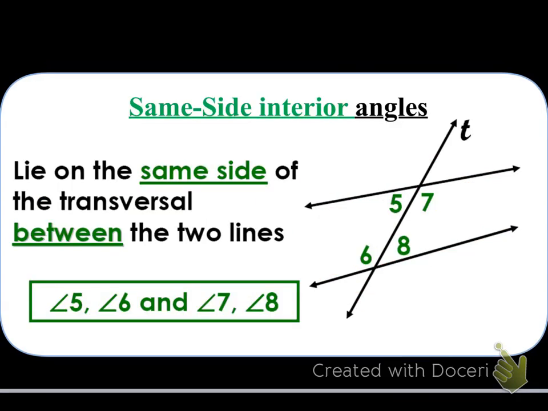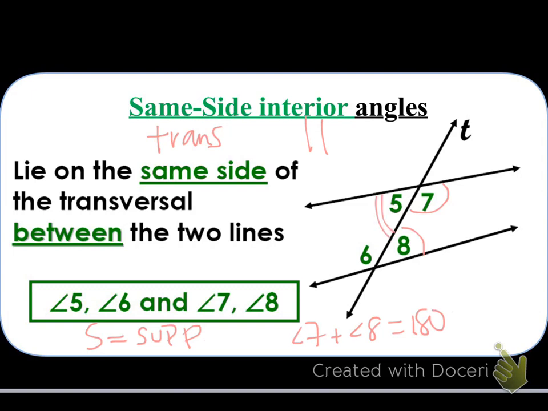Okay, same side interior, so it sits on the same side of the transversal and on the inside of my parallel lines, so 7 and 8. And these ones are actually supplementary, so they're going to add to 180. The way that I remember it is same side interior is the only one that starts with S. So if you think S, think supplementary. Okay, so angle 7 plus angle 8 equals 180. And then you also have 5 and 6. So angle 5 plus angle 6 will also equal 180 degrees. It's the only ones that are supplementary unless they make a line.